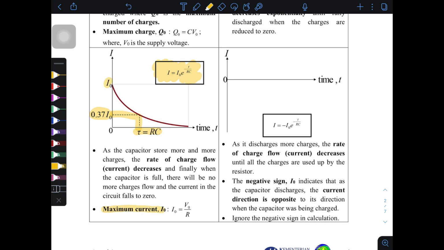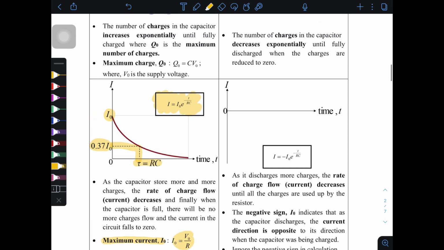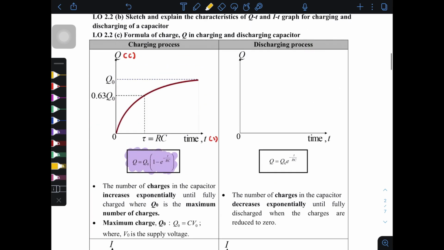Maximum current occurs at the beginning. A lot of current flows at maximum. When the charge is full, the current no longer flows because the electrons no longer flow. And I0 equals V0 over R. Okay, that is for the charging process.